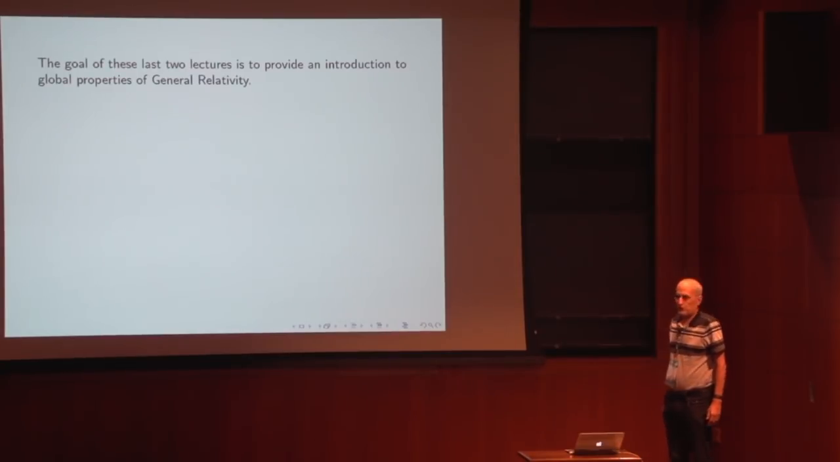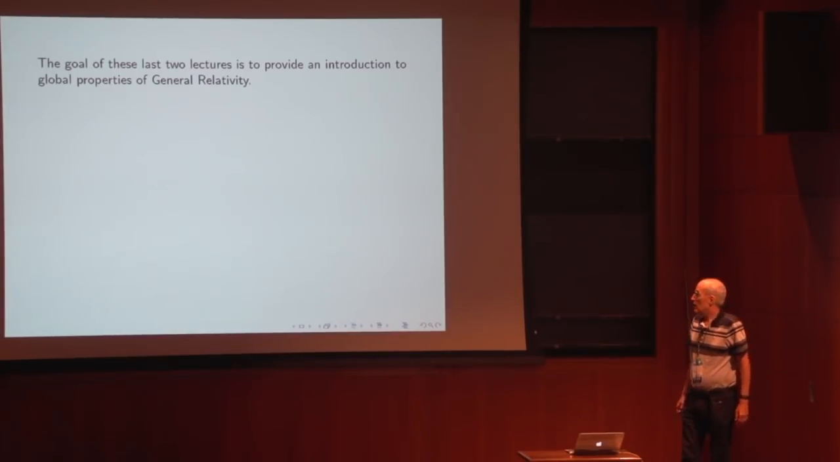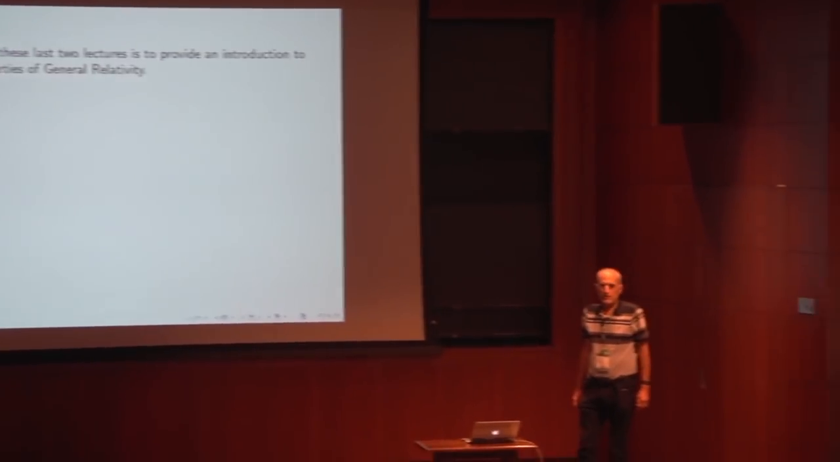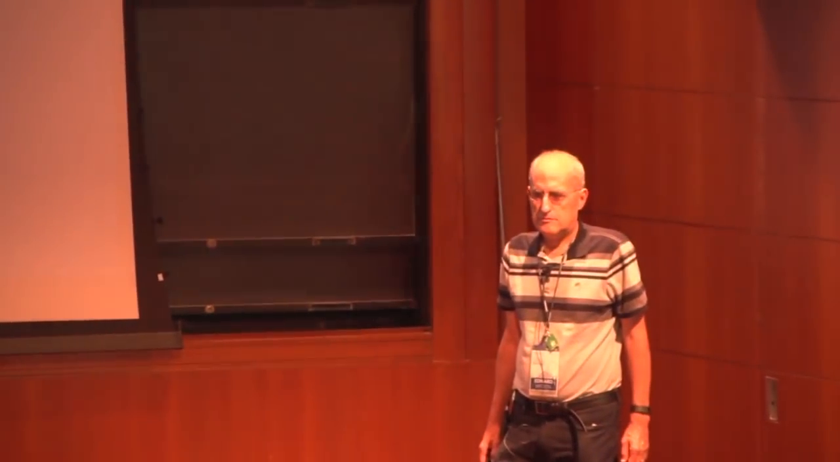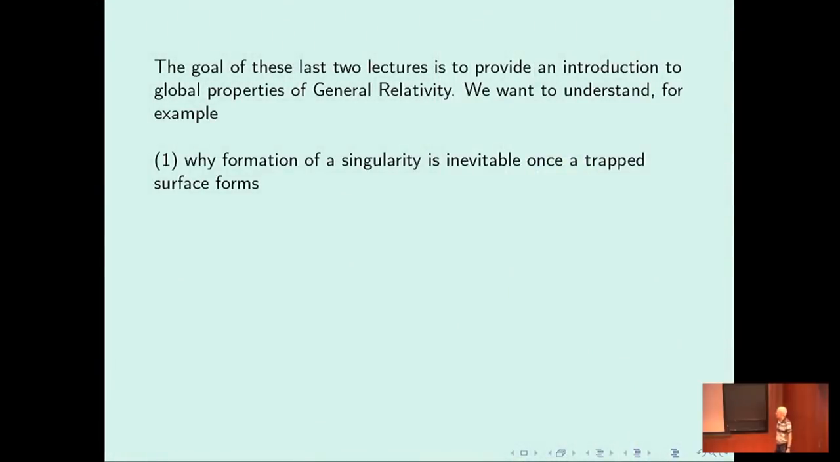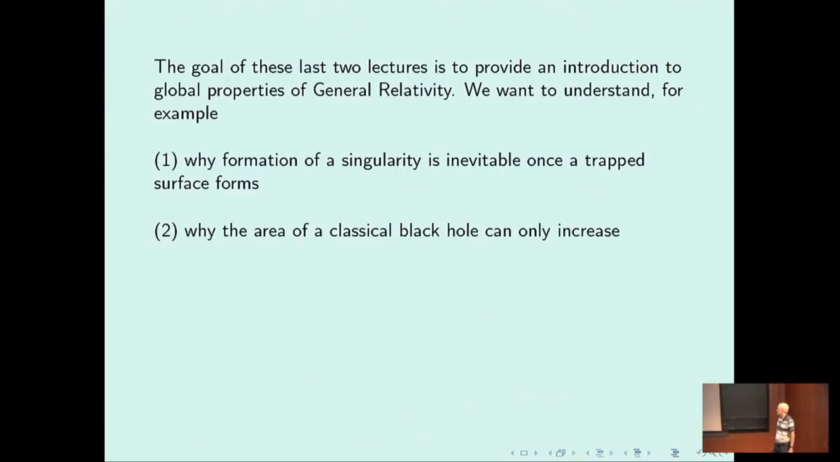My last two lectures are on a quite different topic. The goal will be to provide an introduction to global properties of general relativity. So we'll answer questions such as the following. Why is a singularity, or in what sense is a singularity inevitable once there's a trapped surface in spacetime?